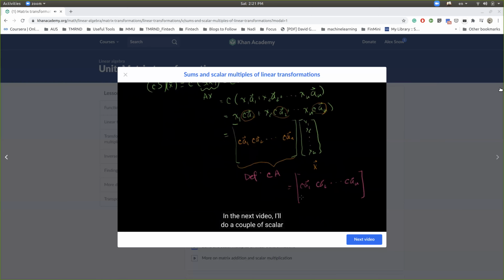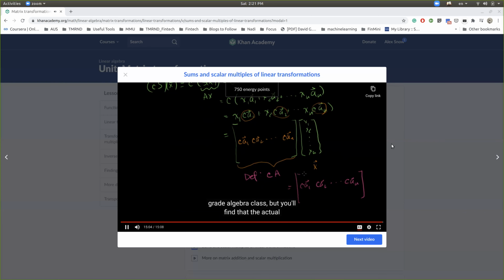In the next video, I'll do a couple of scalar multiplications and matrix additions just to make sure that you remember what you had learned in your 9th or 10th grade algebra class, but you'll find that the actual operations are almost trivially simple. Let's say I have two.